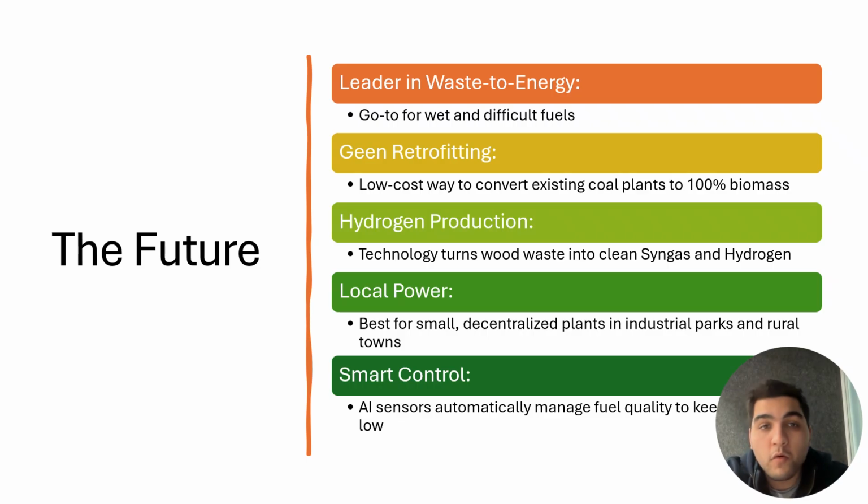It's well suited to more localized power generation, so industrial parks, rural towns, and locations where it wouldn't warrant a large scale power plant. You would rather build one of these so that you can still have power, but it won't cost as much. It'll also help with your energy independence. Since they're so futuristic, the controls for these systems are mainly AI based sensors. These monitor fuel quality and automatically adjust all the systems to continuously maintain a positive efficiency and keep emissions low.